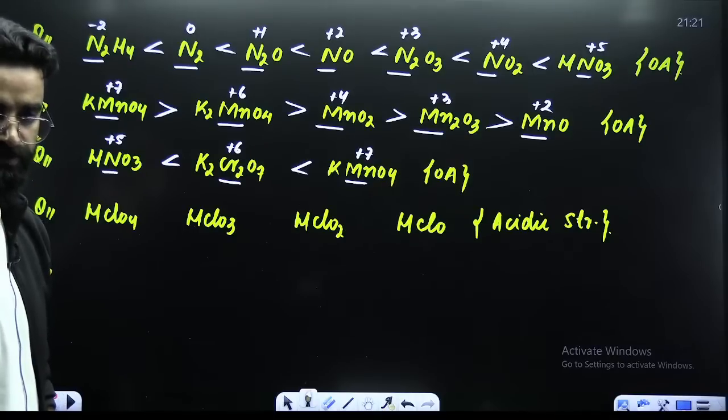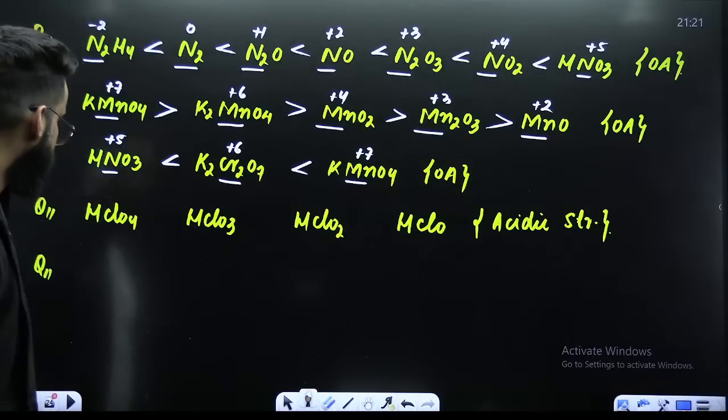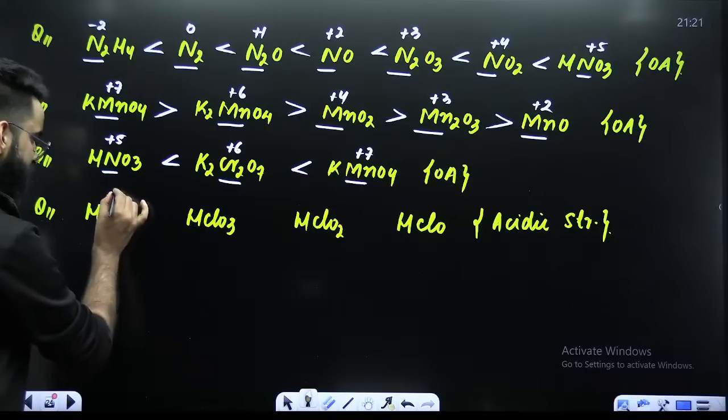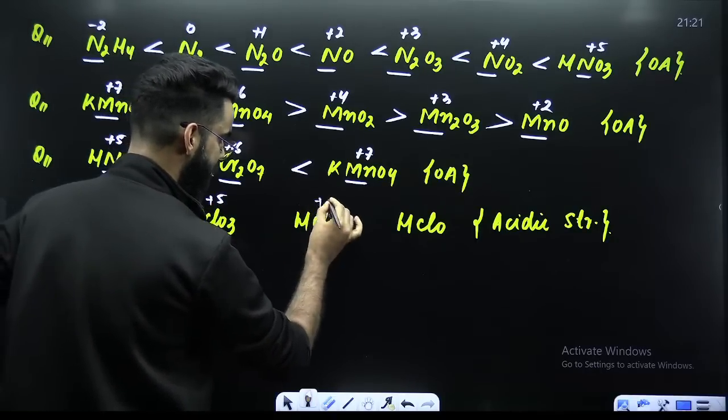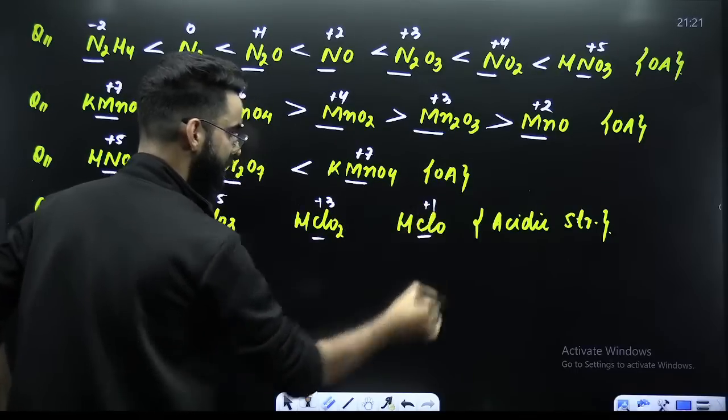Okay, you can reverse it. Now, the next question. Calculate the oxidation state: +7. Here it is +5. Here, when you calculate it, it will be +3. Here, when you calculate it, it will be +1.